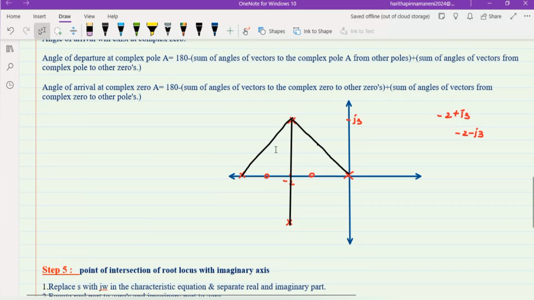Okay, from all the poles I have drawn the vectors to the complex pole. Now mark the angles. Let's assume the angle is theta 1, and plus the sum of angles of vectors from the complex pole to other zeros. We have two zeros in this example. So draw the vectors from those zeros to this complex pole also. So draw a vector from the 0 to this complex pole A, and one more vector from this 0 to this complex pole.